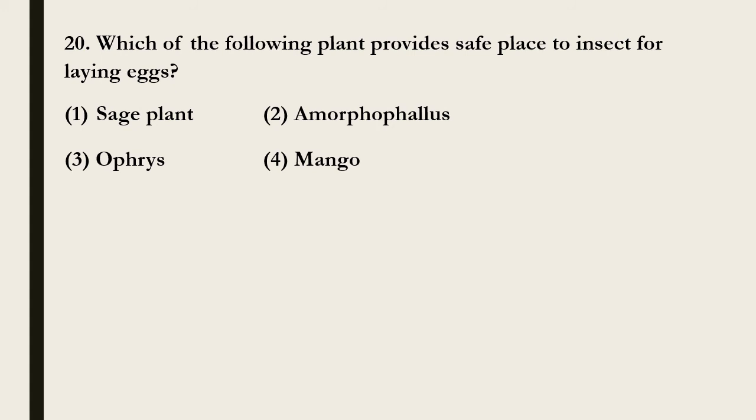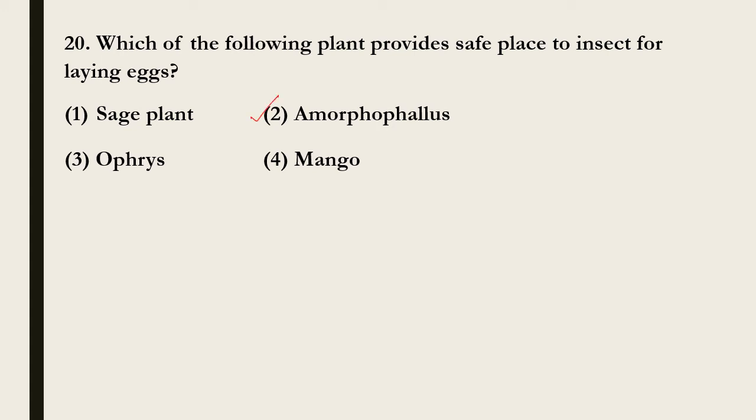Question number 20. Which of the following plants provides a safe place for insects to lay eggs? Option 1, sage plant; 2, Amorphophallus; 3, Ophrys; 4, mango. So among these, Amorphophallus is the correct answer.